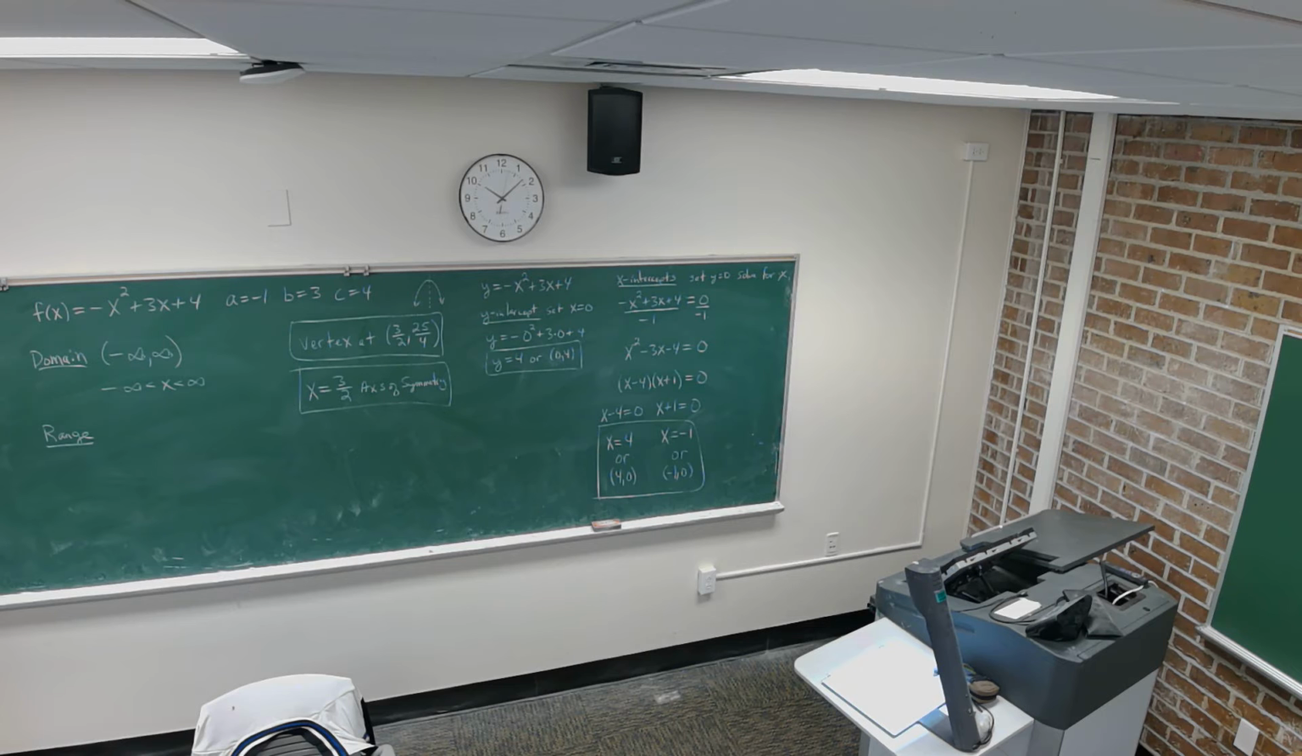So this is the vertex at 3/2, 25/4, and then so the graph goes down like that, down like that. That's a poorly drawn parabola. Not much of an artiste, but you get the idea, right?